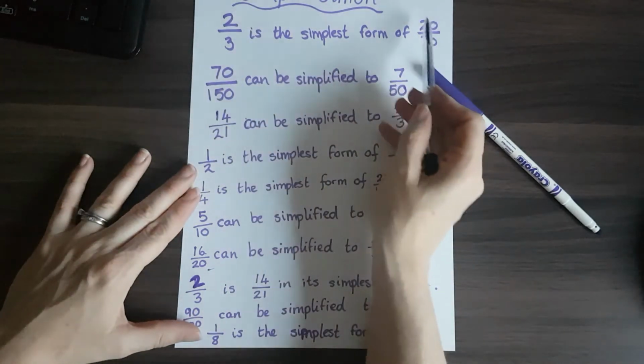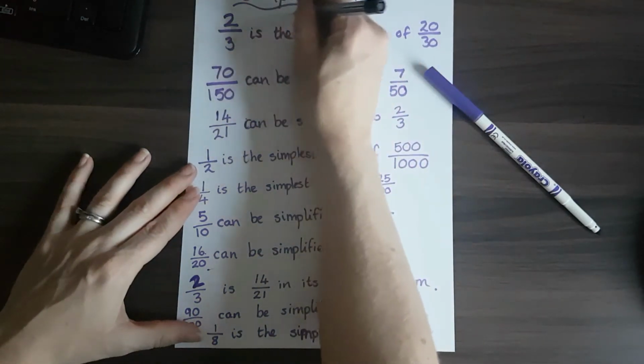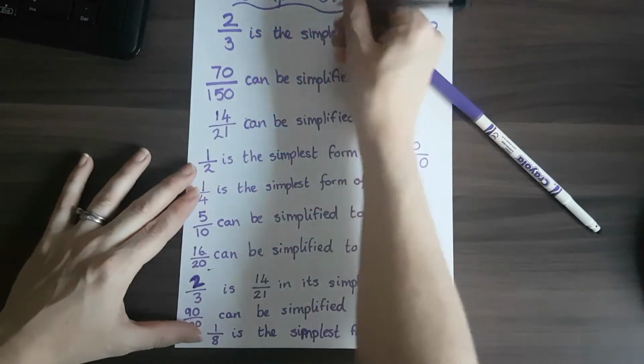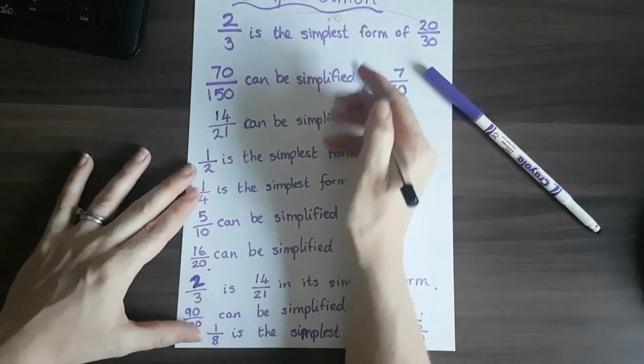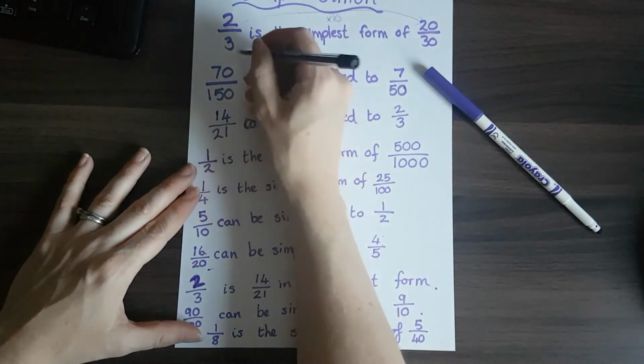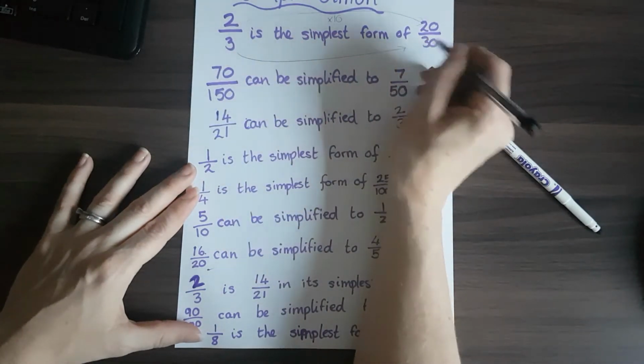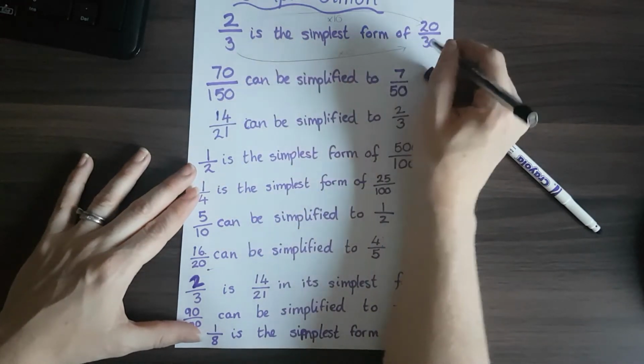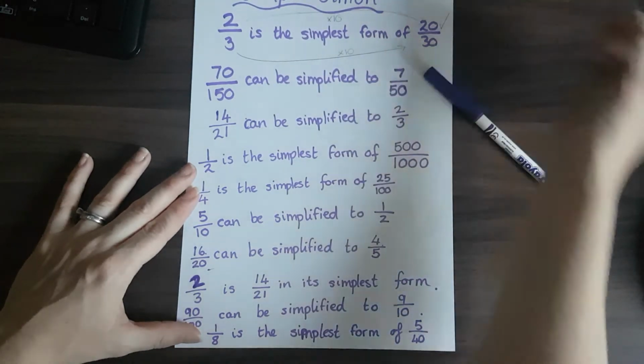2 to 20, well, you would need to multiply by 10 to get from 2 to 20. 3 times 10 as well is also 30. So that one there is true.